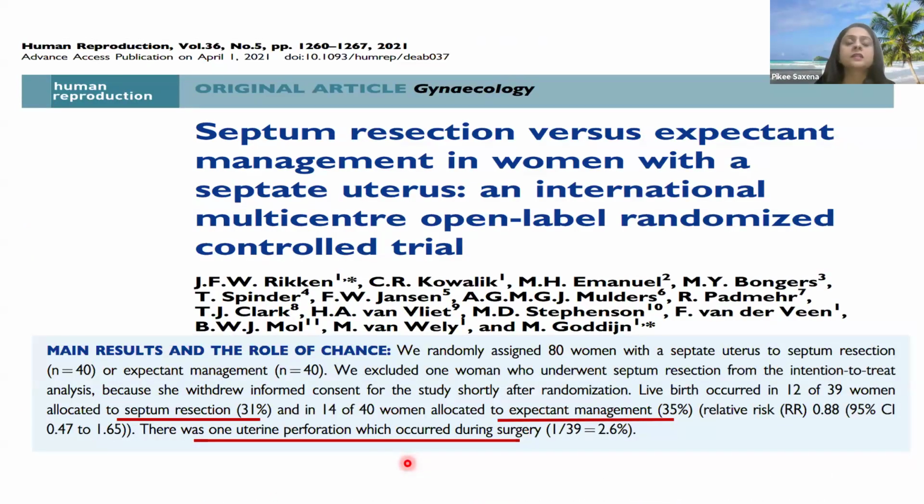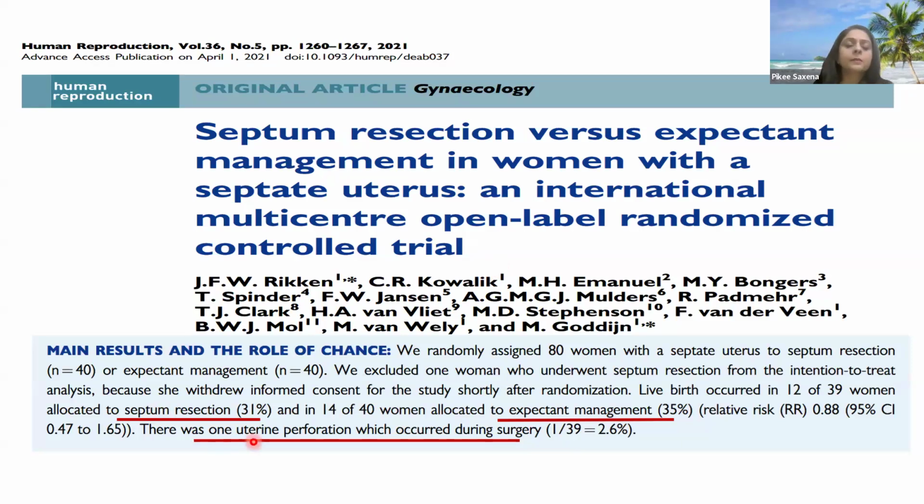So this was the only one RCT. You all know that RCT is the level 1 evidence. There is only one study which was done to see septum resection versus expectant management in women with septate uterus. This was an international multicentric open labeled randomized controlled trial. In one group they did septal resection. In the other group, they did not do anything and they just left her for expectant management.